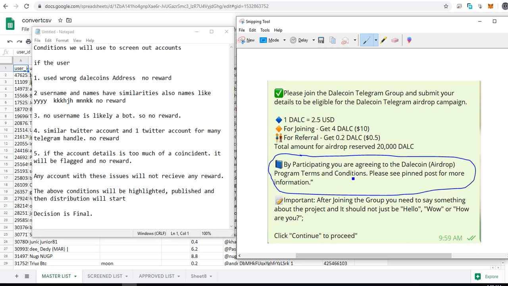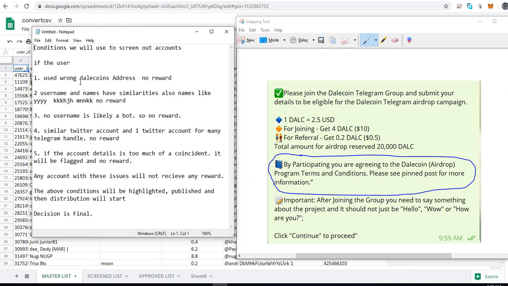Now, in the group there was a rule regarding the sharing of the airdrop. We promised to give 20,000 Dale coins, which we have done, and we promised to pay referral bonus, which we have done. Now, the condition for distributing the 20,000 Dale coin is a function of how many people qualified for the airdrop. That is, after the screening. When we would have finished the screening, then the airdrop will be distributed.